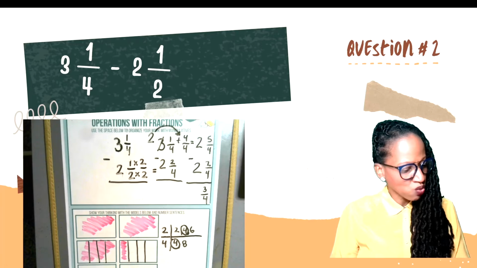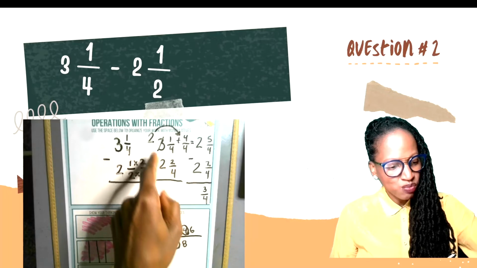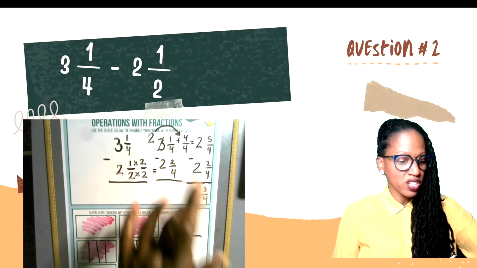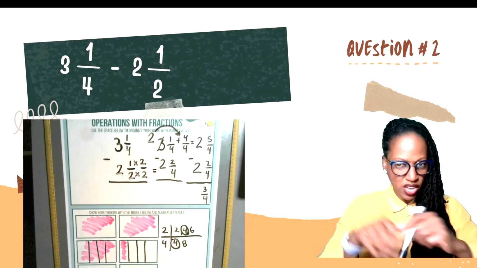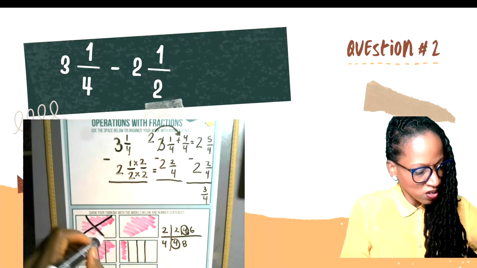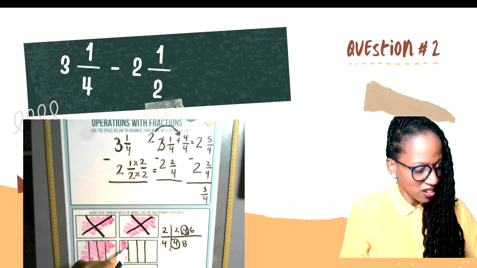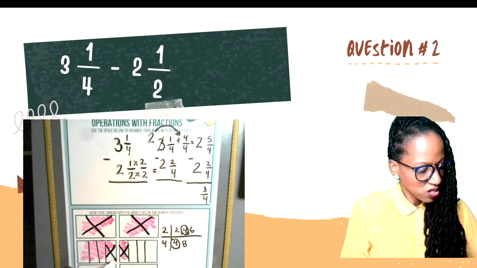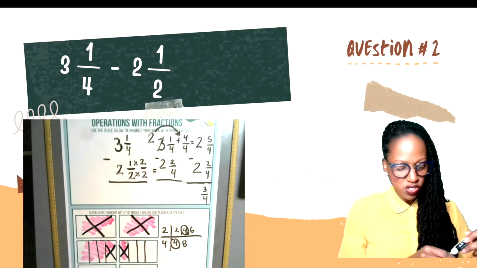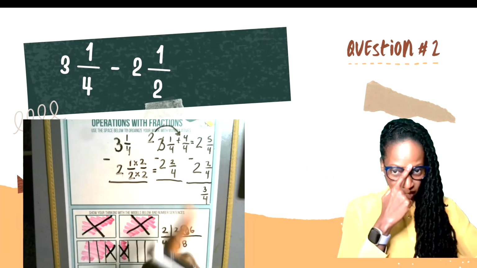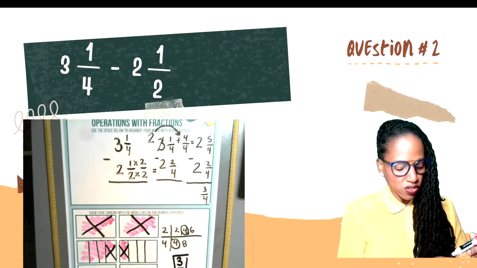Well, let's see if this works out with our model. I had 3 and 1/4, and I'm taking away 2 and 2/4. So first I'm going to X out 2 wholes. 1 whole, 2 wholes, and then I need to take away 2/4. So let me take that away. 1, 2. Well, how many fourths am I left with? I'm left with 1/4, 2/4, 3/4. So my answer matches, my model matches my math, which is what we're always aiming to do. My answer would be 3 fourths, okay?